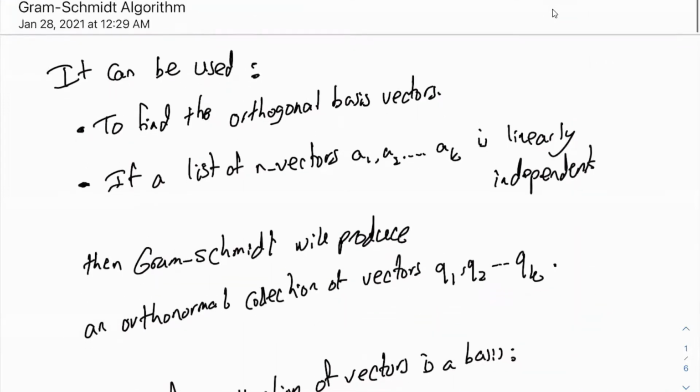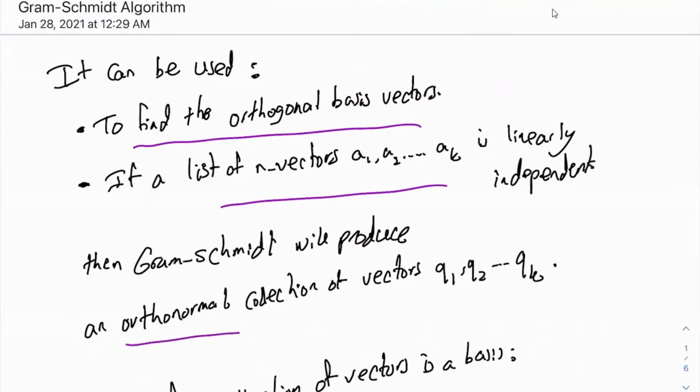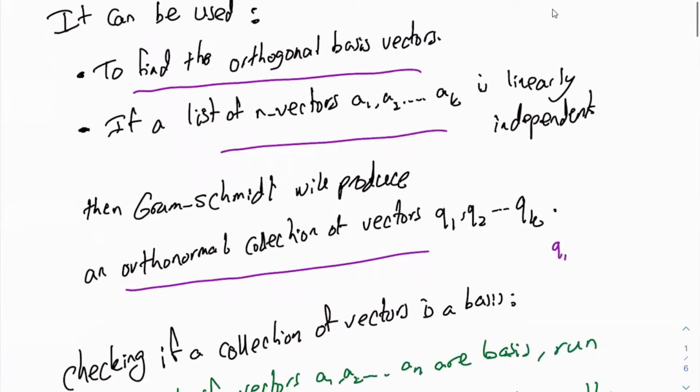So let's start. As I explained, one application of Gram-Schmidt is to find orthonormal basis vectors. We usually receive a set of k linearly independent vectors, and after applying Gram-Schmidt, we will find a set of k orthonormal basis vectors. Here Q1, Q2, Qk are orthonormal sets, meaning that Qi transpose Qj is 0 if i is not equal to j, and 1 if i equals j.